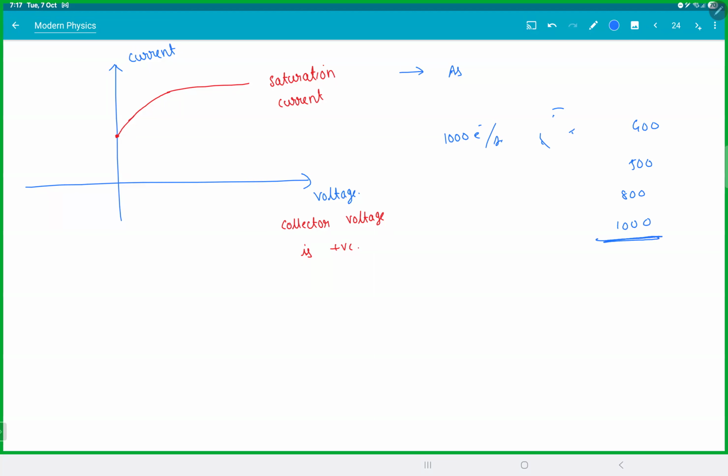If I increase the voltage, there is none, right? Everything is coming out. If I'm emitting 1000, all 1000 are reaching. Is that making sense? There are no more electrons to pull. Every electron that is emitted will come back if you apply enough voltage. That's the reason you're getting a saturation current.